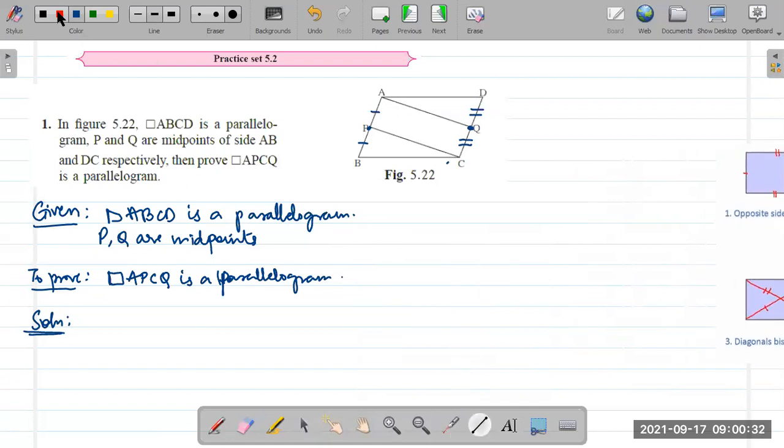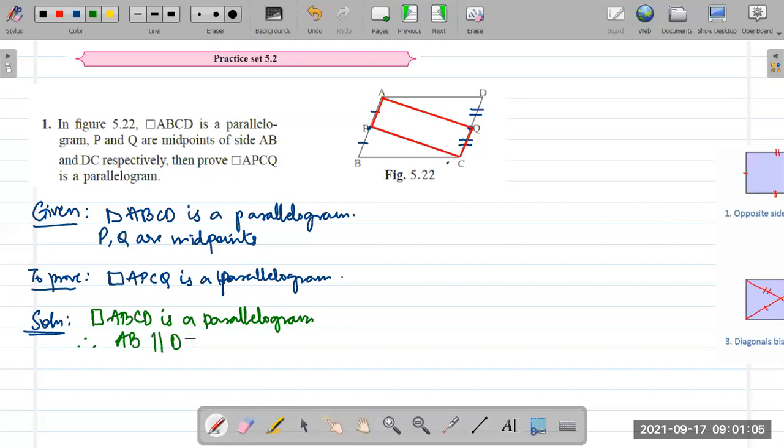Let me highlight the quadrilateral. We have to concentrate on this AP, C and Q. We have to prove that this is a parallelogram. So how do we start? Start with whatever is given. So we start by saying that quadrilateral ABCD is a parallelogram. Therefore, what can we say? Therefore, AB is parallel to DC, right? AB is parallel to DC.